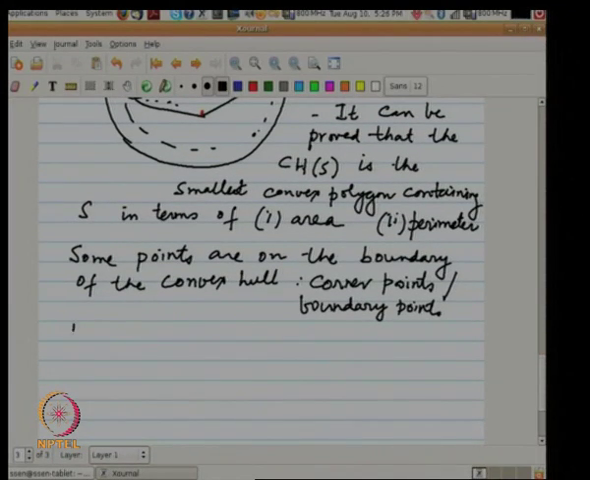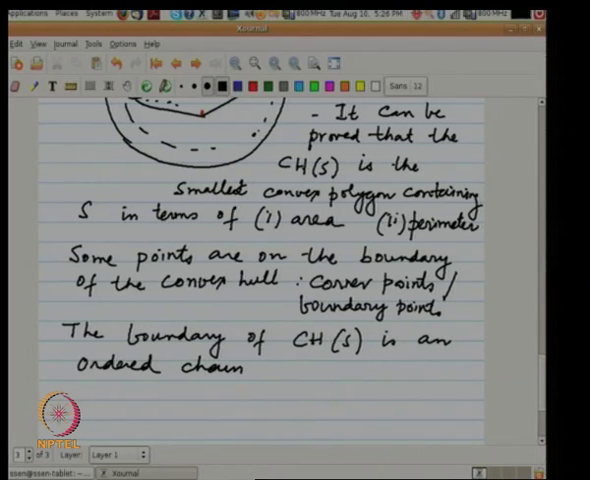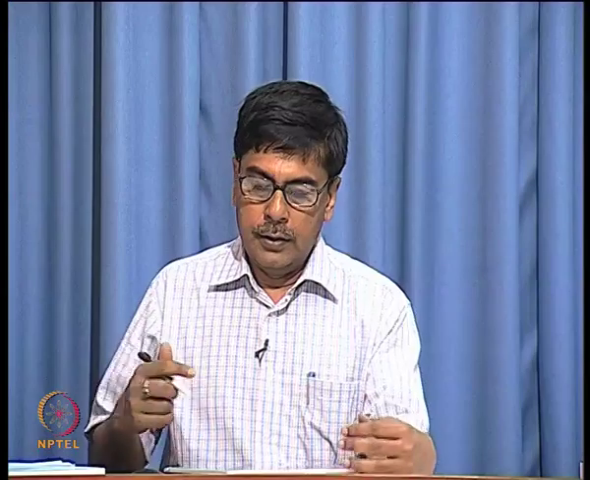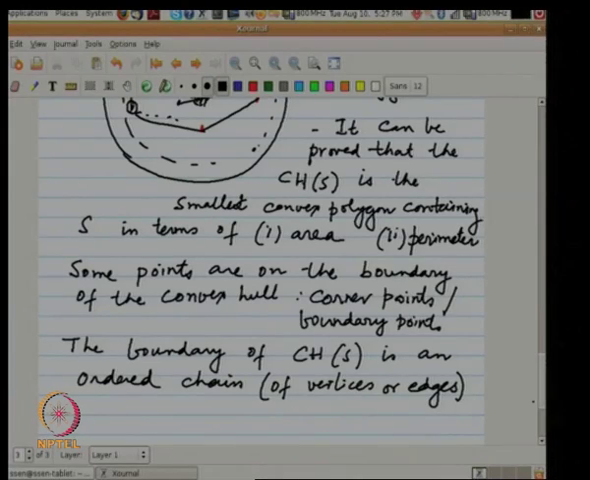And the boundary of the convex hull is an ordered chain, of vertices or edges, whatever you call. So, a subset of the finite set of points that are given to us will define the corner points or the boundary of the convex hull, right? And a description of the convex hull is an ordered chain, which is basically some subset of the given set of points. That could also be a natural representation of the convex hull.